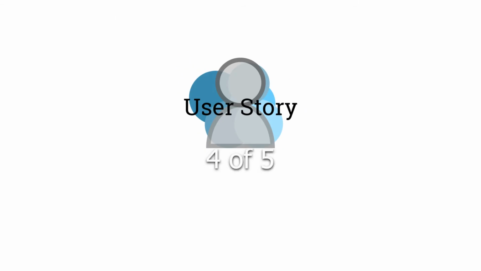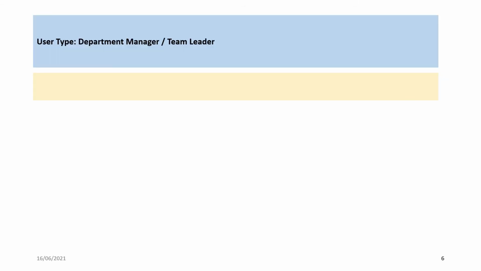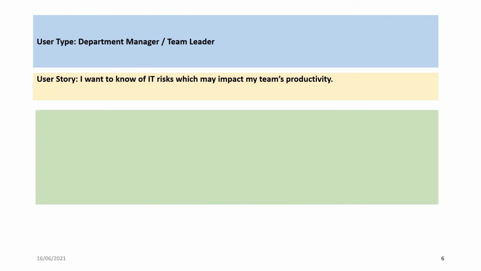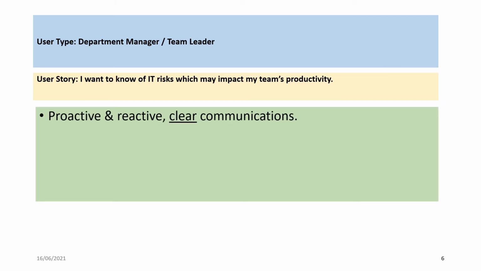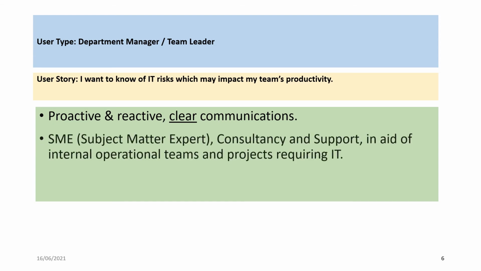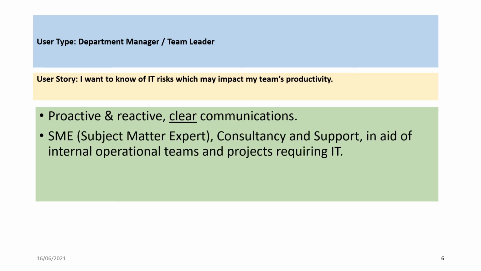User story 4 of 5. Okay, our next user type is a department manager or a team leader, and this user story is, I want to know of IT risks which may impact my team's productivity. For this, IT could provide proactive and reactive clear communications, a subject matter expert, and give consultancy and support in aid of internal operational teams and projects requiring IT.